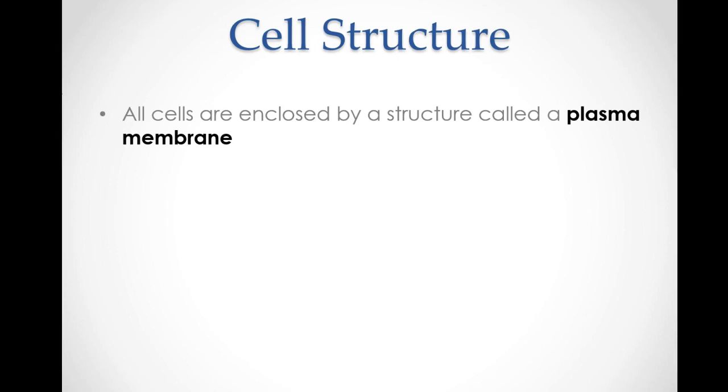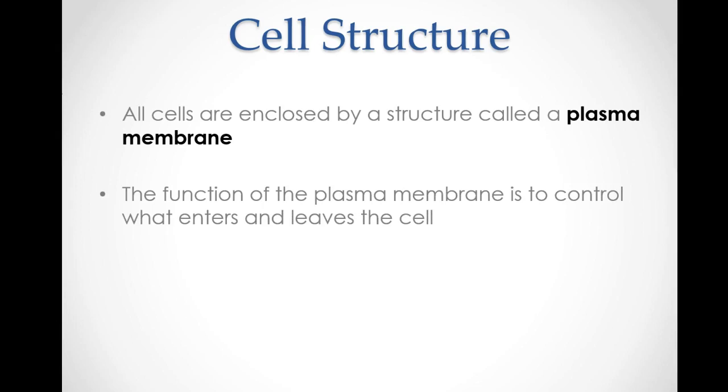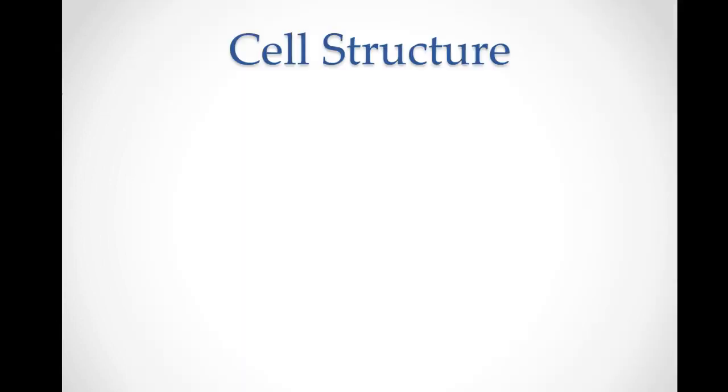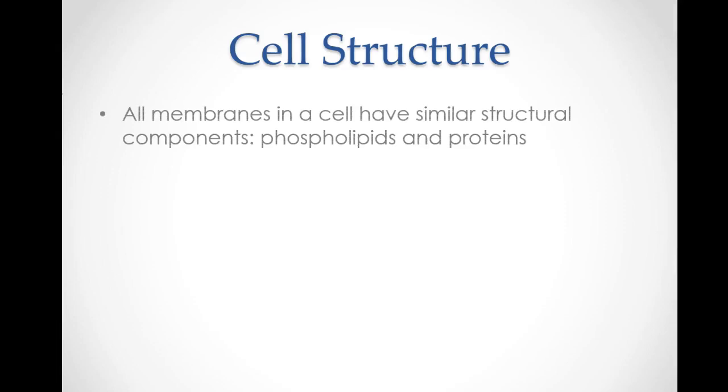All right, so let's start on the outside of the cell. All cells are enclosed by a structure called a plasma membrane. This is the gatekeeper. This is the wall to the city. If you want to think of our cell like a city, this would be the wall to the city. And the plasma membrane's job is to figure out who comes in and who leaves the cell. So it's all about regulation.